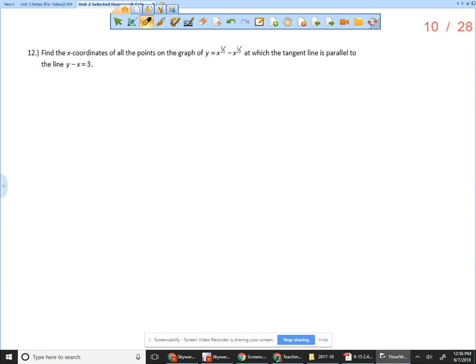Problem number 12: find the x coordinates of all the points on the graph of y equals x to the 3/2 minus x to the 1/2, at which the tangent line is parallel to the line y minus x equals 3. First of all, if we rewrite this as y equals x plus 3, we realize that the slope of this line is 1, y equals 1x plus 3. If the tangent line is to be parallel to this line, the slope of the tangent must be the same. So the slope of the tangent also equals 1.